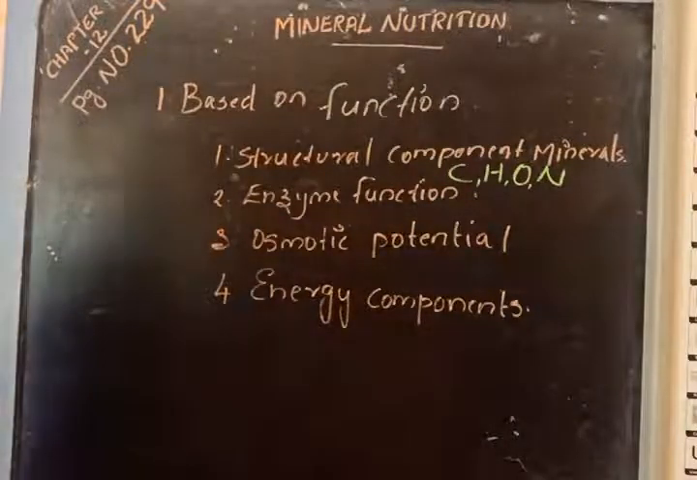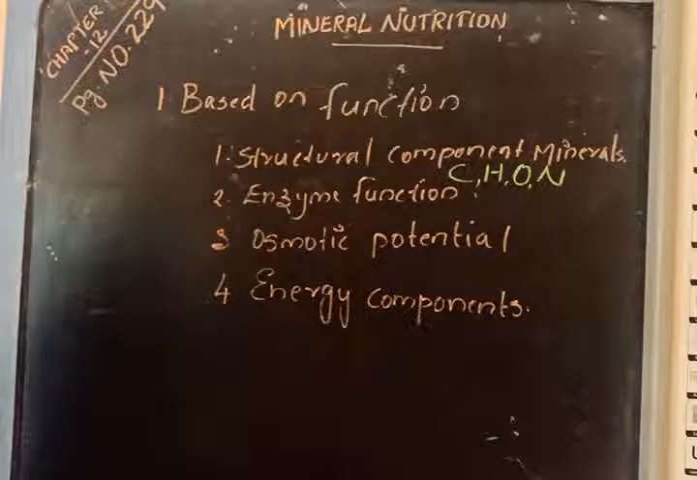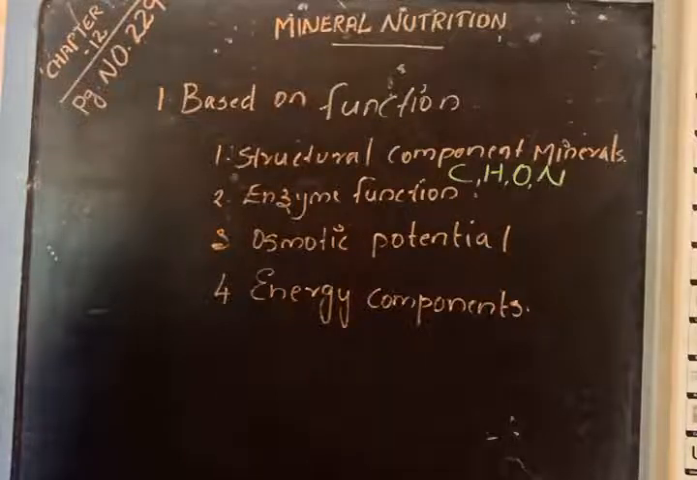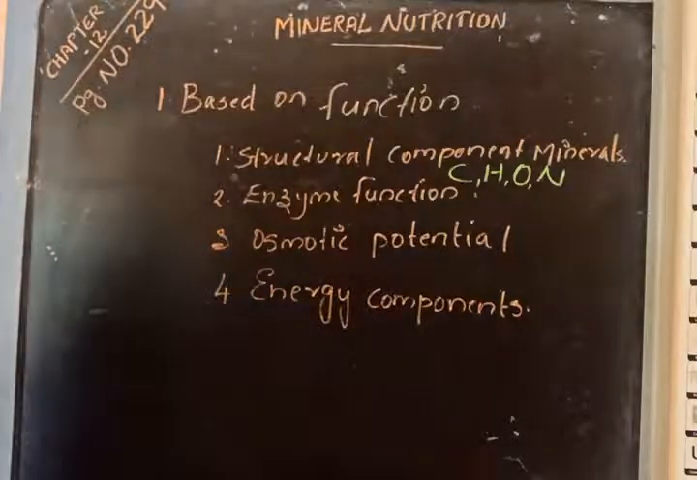While for enzyme function, some minerals perform a particular function, like molybdenum. Molybdenum is essential for the nitrogenase enzyme during the reduction of atmospheric nitrogen into ammonia. We know what nitrogen fixation is: the reduction of atmospheric nitrogen into ammonia. We are going to look at nitrogen fixation in detail in the last section of this chapter. So molybdenum is essential for the functioning of the enzyme nitrogenase.